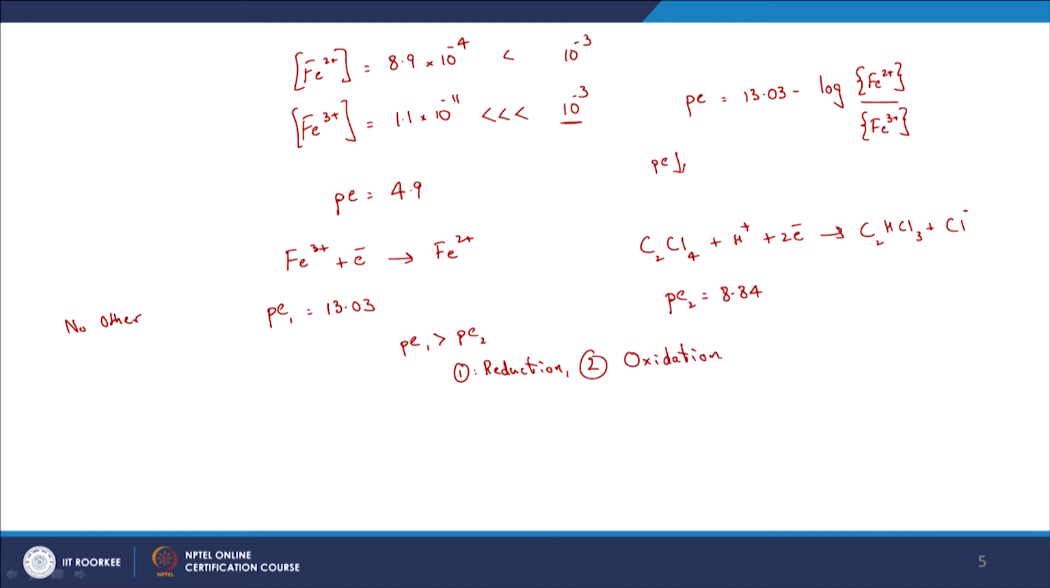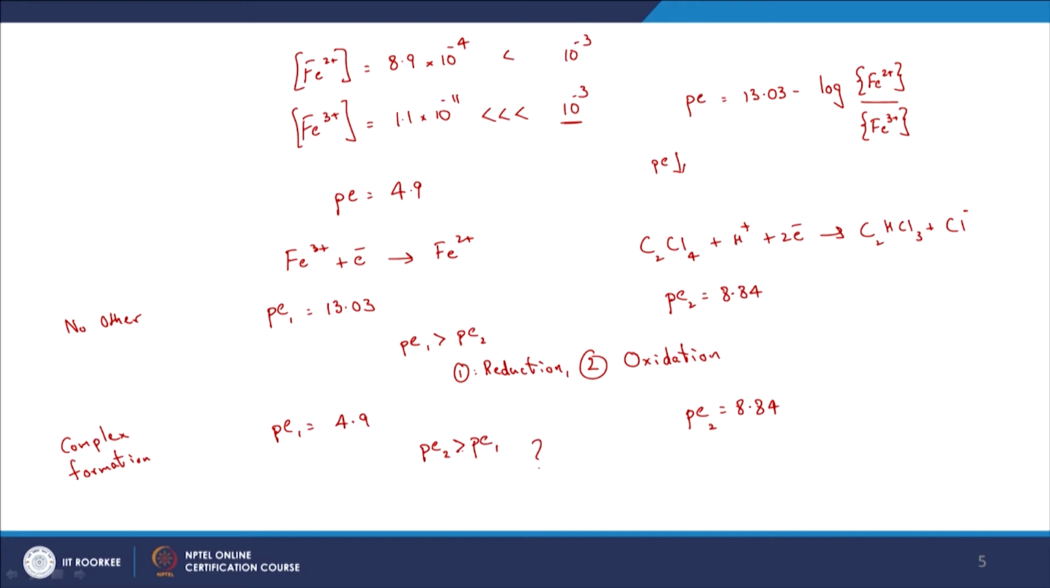But now in our case, when we have complex formation, what did we observe? We observed that the PE1 is now 4.9, while the PE2 is still going to be equal to 8.84. The complexes do not affect these particular compounds here. And now what do we see here? We see that PE2 is greater than PE1. So, what does that mean now?